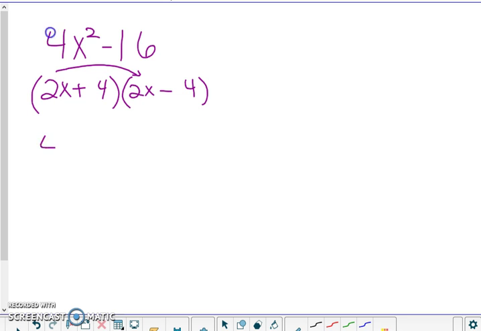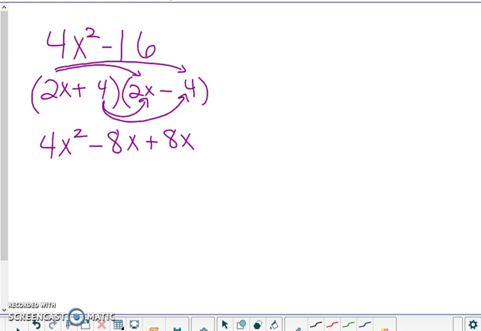2x times 2x is 4x squared. 2x times negative 4 is negative 8x. 4 times 2x is positive 8x. And 4 times negative 4 is negative 16. Now, you see we have a negative 8x plus 8x. When we have two terms that are the same but opposite signs, they add up to 0x. And we don't have to write zeros, so we just leave it with 4x squared minus 16. And that's all the reason why that works.